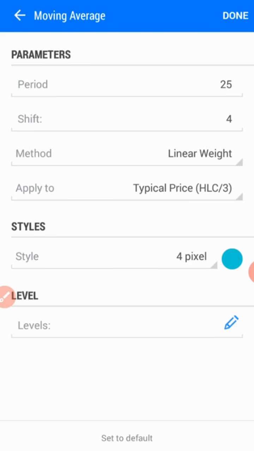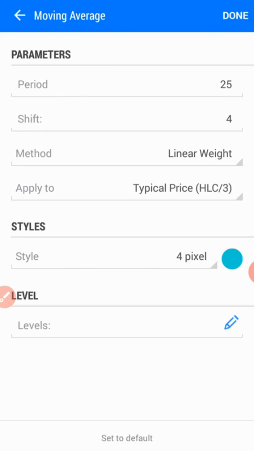Okay, this is the first one. Period 25, shift 4, method linear weighted, apply to typical price, high low close 3, style 4. Then this one should be, I don't have, see all those color things there.